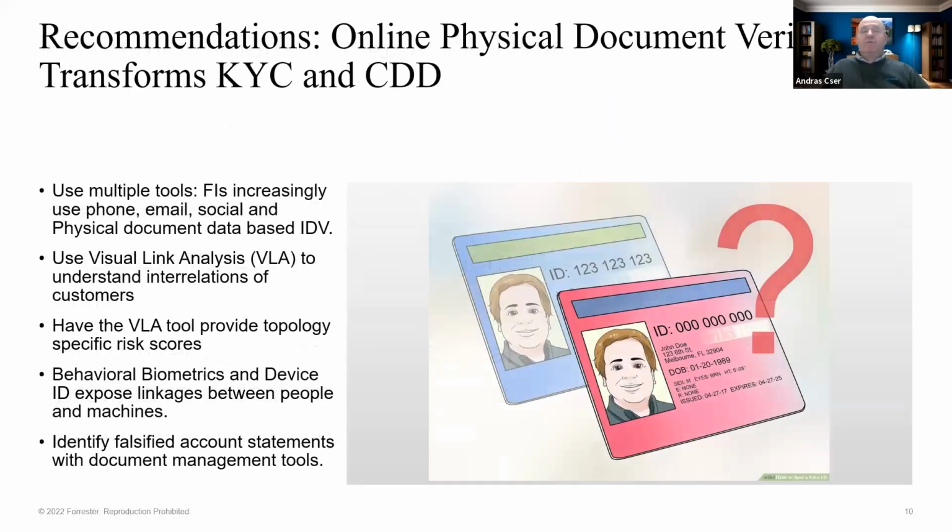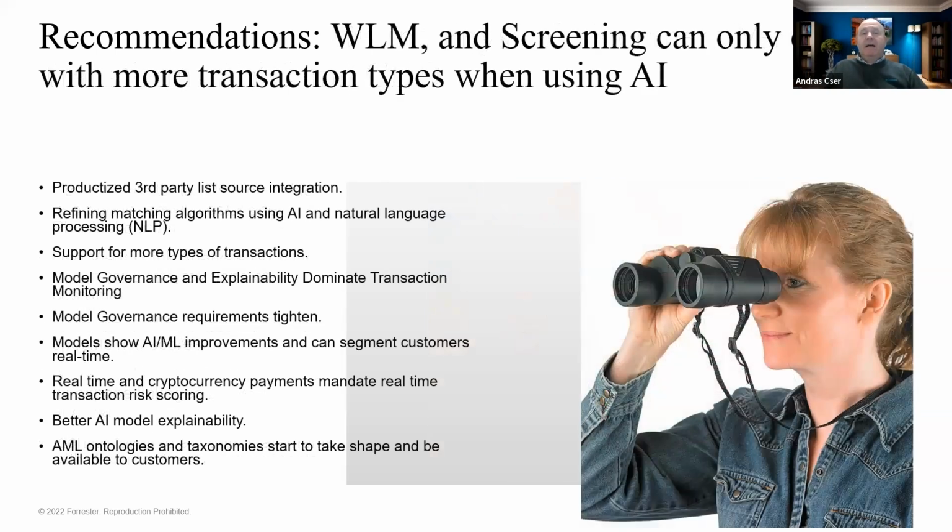Basically using multiple tools, like we thought about, the visual link analysis, the physical identity document checking, the behavioral biometrics. Is this enrollment activity or the ongoing activity of the user in the session, in the account, consistent with what they've been doing before? Is it a robot? Is it a human being? These are all important things. And identifying falsified account statements with document management tools. As I said, this is also increasingly being automated.